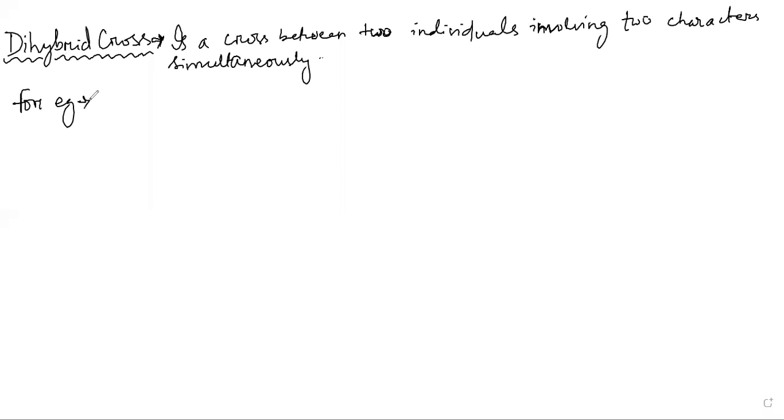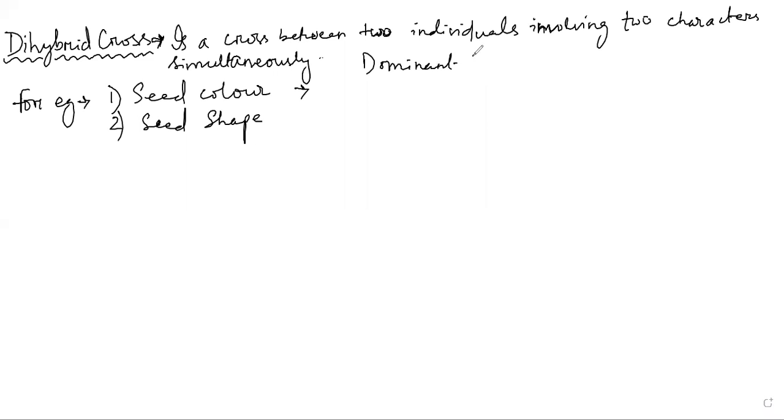So first of all, let's take an example. Two characters I have to choose. One character, suppose I write seed color. Second one, suppose I write seed shape. That means two characters I will choose simultaneously. For seed color, tell me what will be the dominant trait.